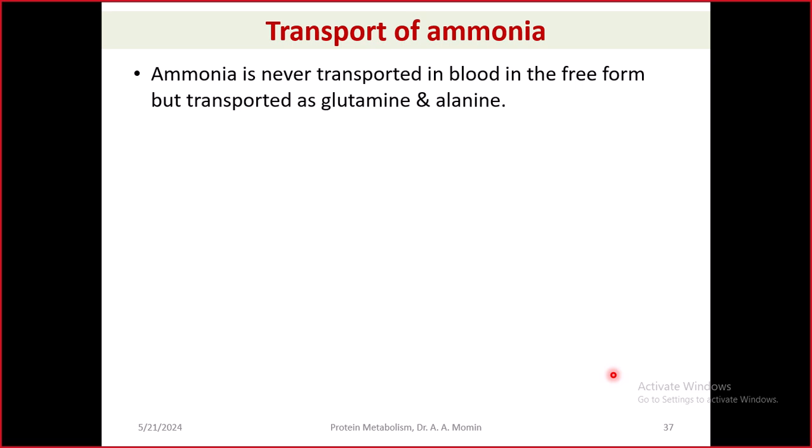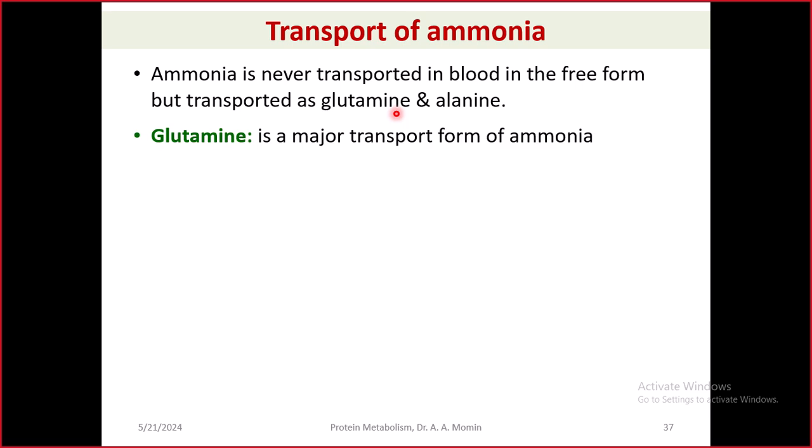Transport of ammonia, how is ammonia transported? Ammonia is never transported with blood in the free form because it is toxic. If present in the free form, it can easily cross the blood-brain barrier and damage the brain cells. Instead, the ammonia is transported in the form of glutamine and alanine. Alpha ketoglutarate accepts ammonia to form glutamate and glutamate again accepts the amino group to form glutamine, and pyruvate accepts the amino group to form alanine. So these two are the major forms of transport of ammonia.